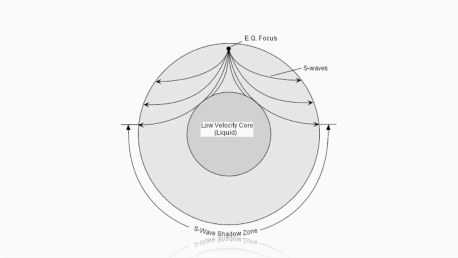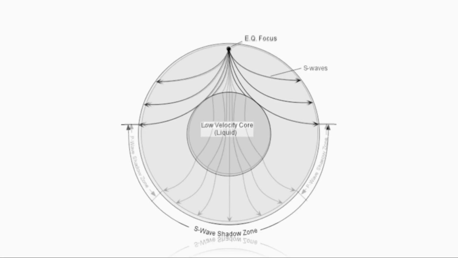And you can see the massive zone that does not receive S waves very simply because of the liquid outer core. Now I'm going to take my P wave shadow zone and put it right on top of my S wave shadow zone, and you can see where P waves and S waves are received, where only P waves are received, and where no waves are received. So you need to know your difference between the P wave shadow zone and the S wave shadow zone.